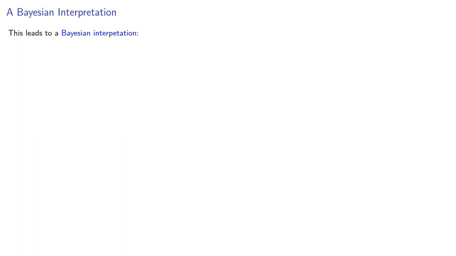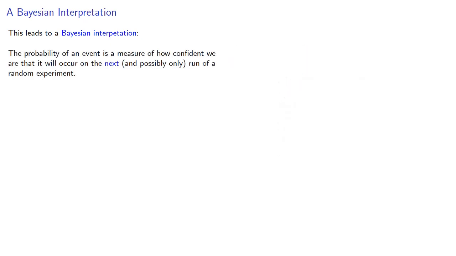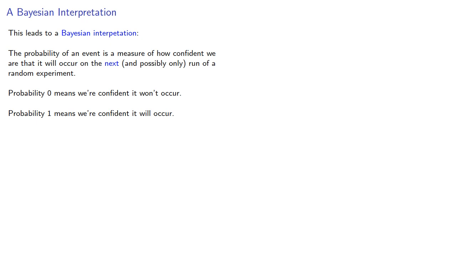This leads to what's called the Bayesian interpretation. The probability of an event is a measure of how confident we are that it will occur on the next, and possibly only, run of a random experiment. Probability 0 means we're confident it won't occur. Probability 1 means we're confident it will occur. And a probability between 0 and 1 means a greater or lesser degree of confidence.